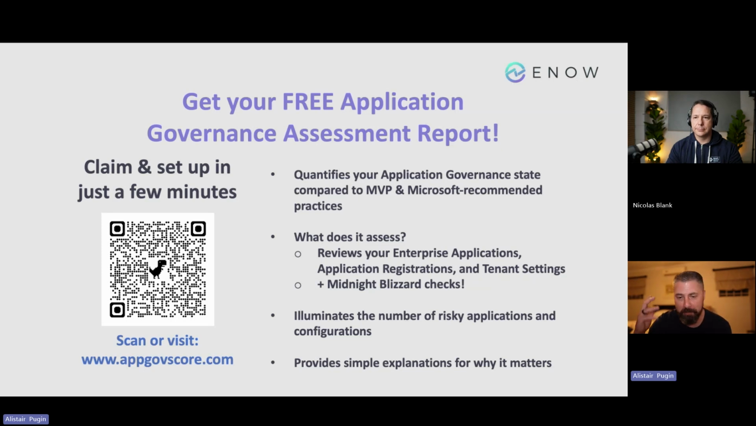At the beginning of the year, Midnight Blizzard was a thing, right? So it covers a whole bunch of traditional things. I think Midnight Blizzard was EWS, right? The Exchange stuff, your world, yeah? Amongst other things, yes. So have a look at that. And yes, red means bad. It does illuminate the number of risky applications you currently have. It's an oversimplification of everything that you need to look at, but it's a place to start. And literally, it takes 20 minutes.